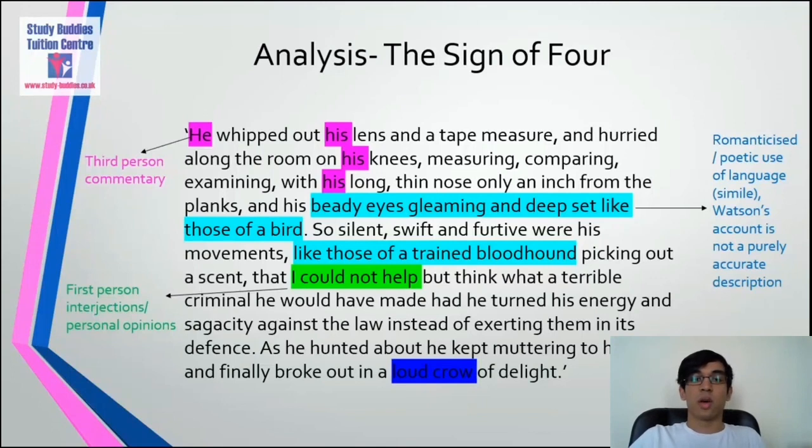As I've mentioned, Watson's using poetic language, for example, his beady eyes gleaming and deep-set like those of a bird. Now, while this might be true, that he has beady eyes, the fact that he's likening him to a bird using simile shows that Watson is using a poetic form of language, which is supposedly a less accurate means of communication.